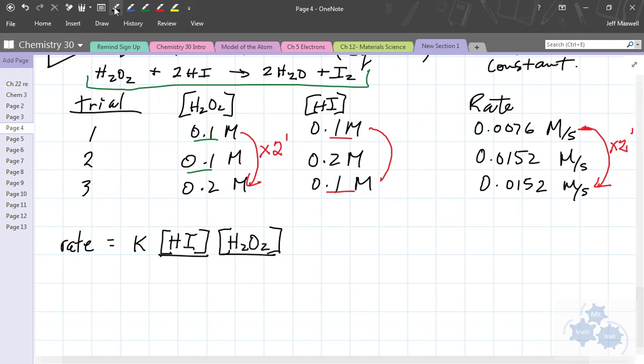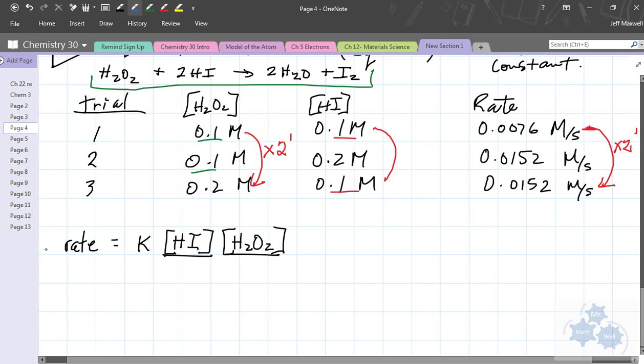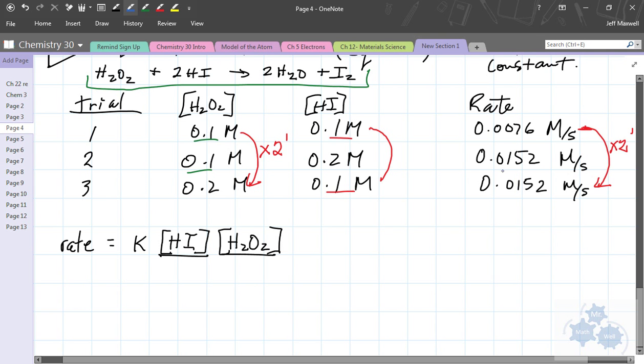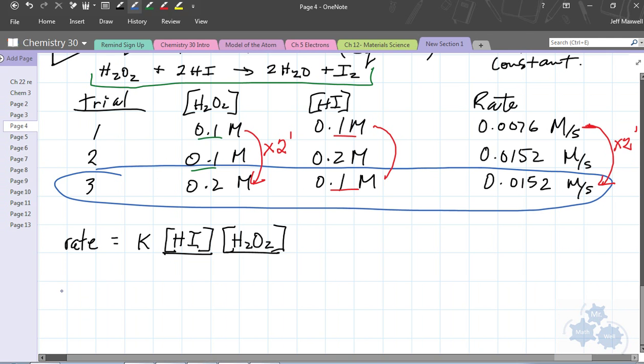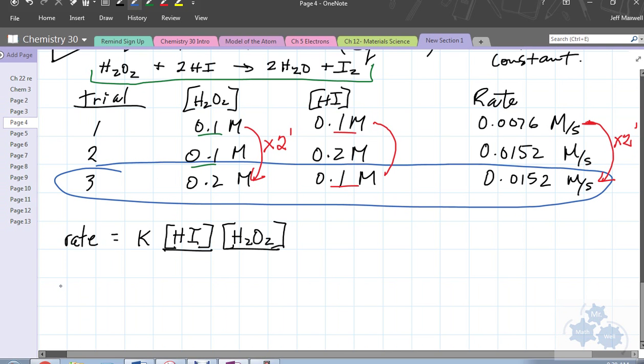We're going to solve for K, and again, just like we did in our previous lesson, let's pick one trial, doesn't matter which one. Let's plug in the values. I'm going to pick 3 this time. It's right here. And let's plug everything in. So this is 0.0152. Now we should check in our chart. Okay, yeah, it's not times 10 to the negative whatever, so that's the actual number. So we put that number in there, and we're going to solve for K.